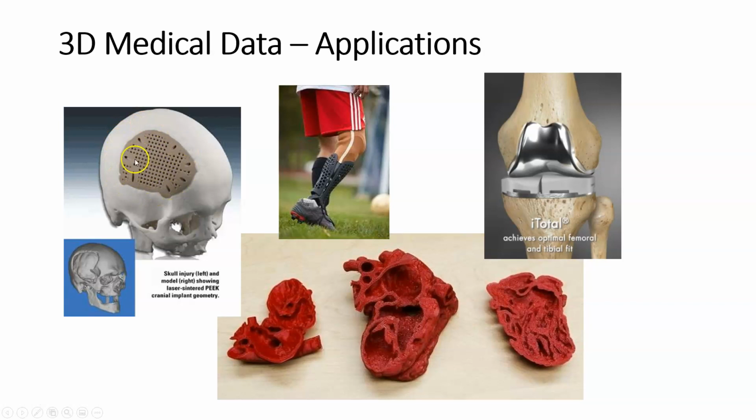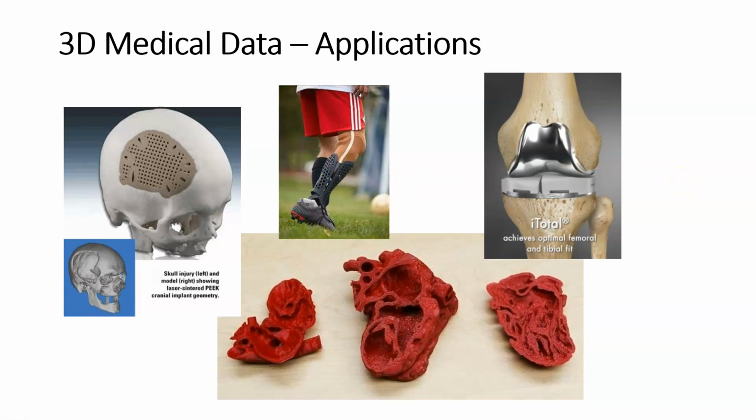You can see here a skull injury having a cranial implant. So we can 3D print the shape of the skull so that we can really get a perfect fit on this cranial insert. You can see the knee replacement surgery now benefit from an exact scan of the person's knee shape, and prosthetics too can benefit from this 3D medical data.